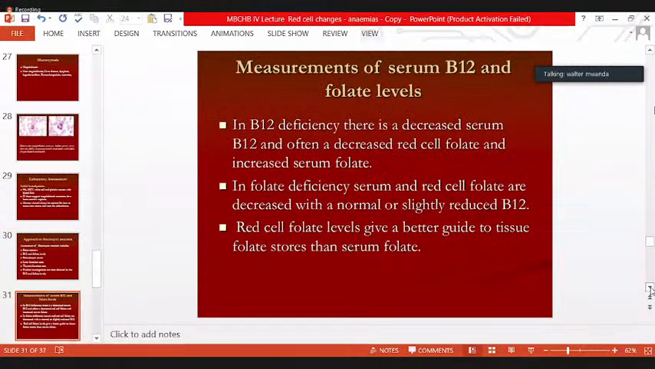There are various ways of measuring serum vitamin B12 and folic acid. We must be careful in which method is used. That is the import of this particular slide.